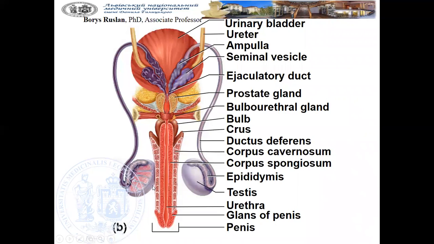This is the same picture, but more schematic, right? You can see the penis one more time, corpus spongiosum, corpus cavernosum, right? This one is the bulb. This one is the prostate gland, prostate. This one is the bulbourethral glands. Here are the seminal vesicles. This one is the ductus deferens with ampulla, epididymis, and testis. Epididymis, testis. Okay.